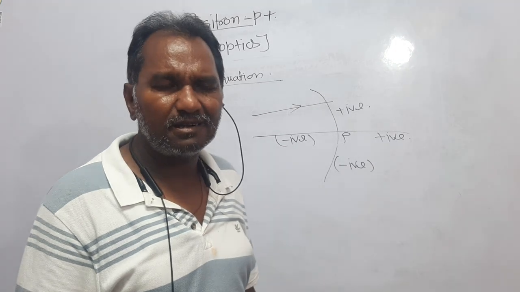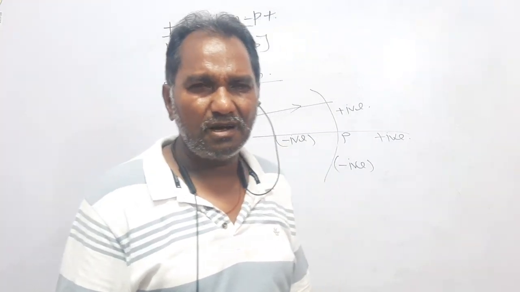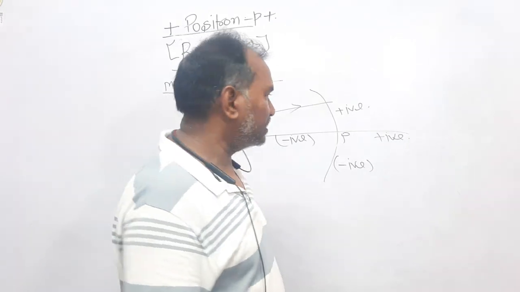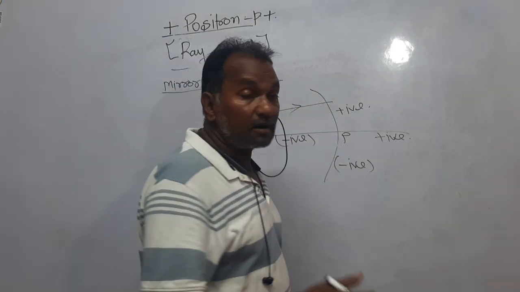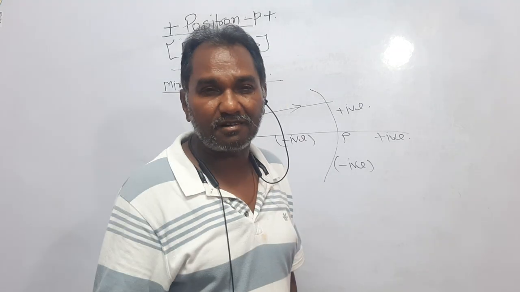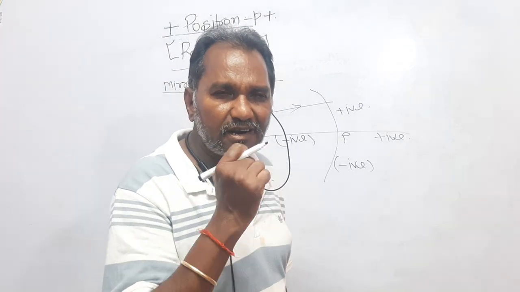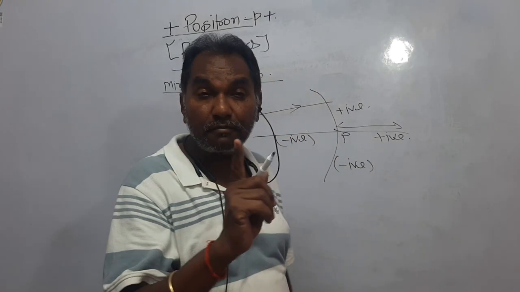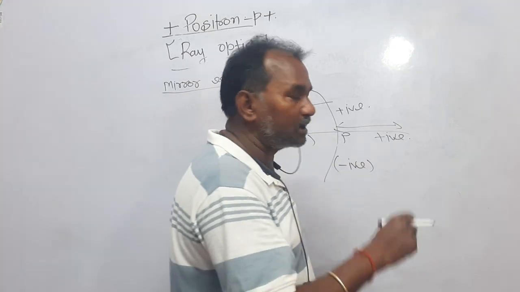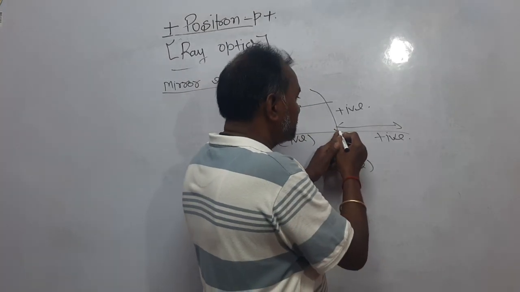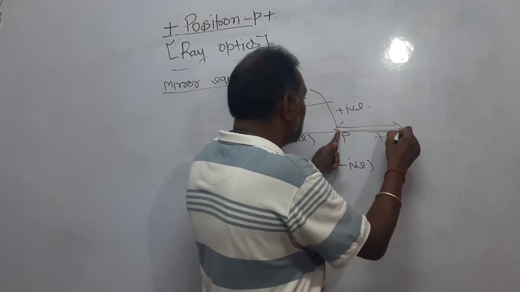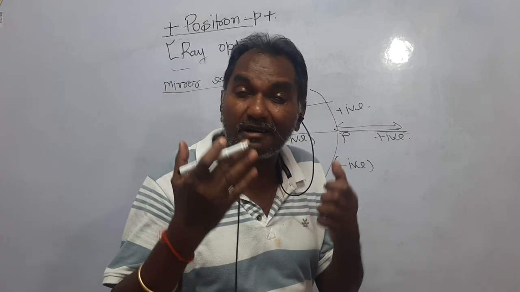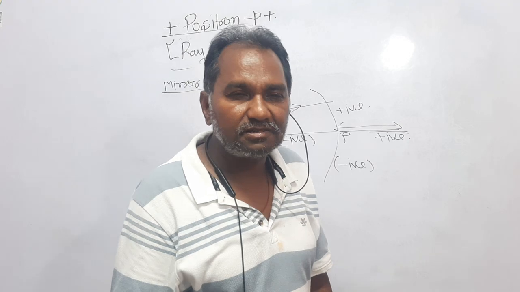In some problems you might be confused. In that case, what do you have to apply? Those distances which are measured in the direction of the incident ray are considered positive. Let a distance be that much, right? Because you have to measure the distance from the pole of the mirror. Pole is this. If you are measuring a distance in this way, it means you are measuring in the direction of the incident ray, and that is considered positive.